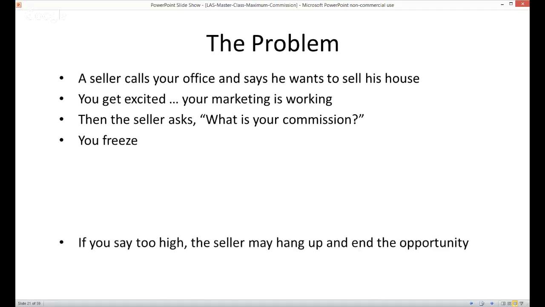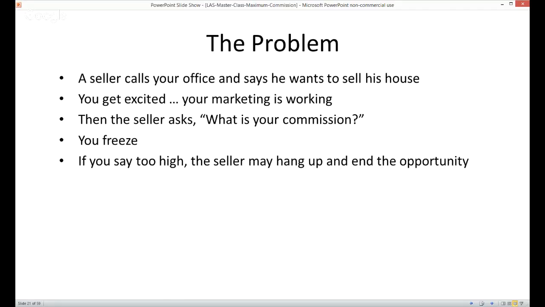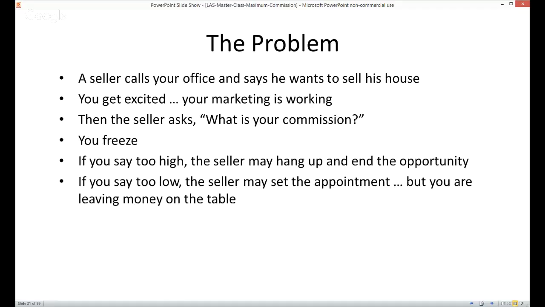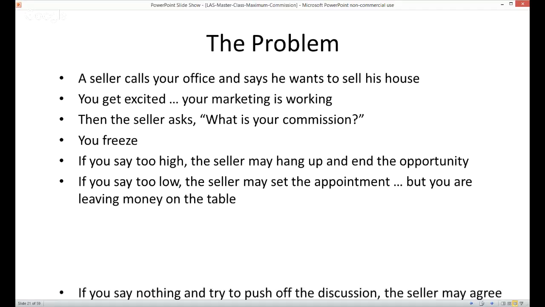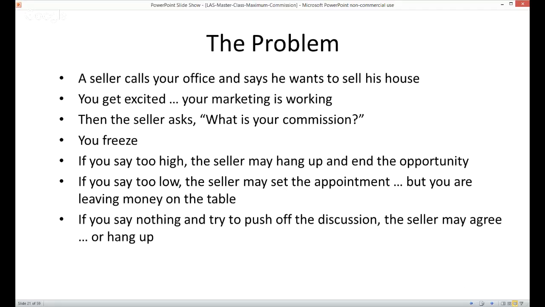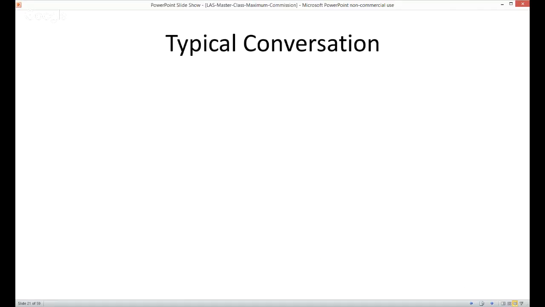And you freeze. If you say too high, the seller may hang up and end the opportunity. And if you say too low, the seller may set the appointment, but you're going to leave money on the table. So if you say nothing, and you try to push off the discussion, you get a little nervous. The seller may agree to do that, or they may just hang up and go on to the next one. So it's a tough situation, but it's very common. That's the problem we're working with today, and you'll see some solutions.